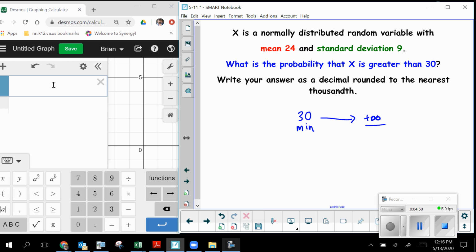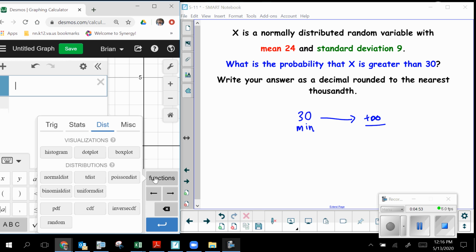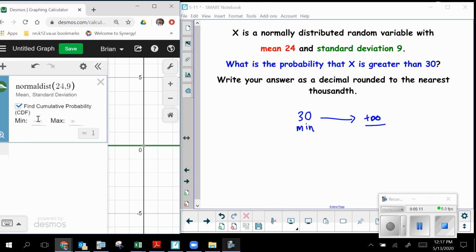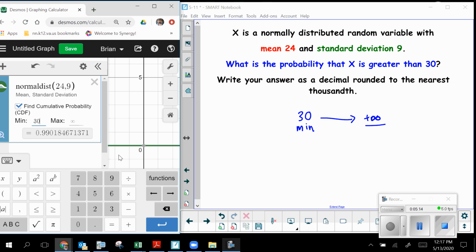And so when we jump over here, once again, in Desmos, we want to click Functions. We want to make sure we're on Distribution. Then we want to select Normal Distribution. Enter your mean 24 and the standard deviation of 9 with a comma in between, and then click Find Cumulative Probability. For this one, because we only had one value, we only need to put in the 30, and you see it tells us that the probability would be 0.252, and then we're looking at the 4, which tells us to round down. So we would leave it as 0.252, rounded to your nearest thousandth.